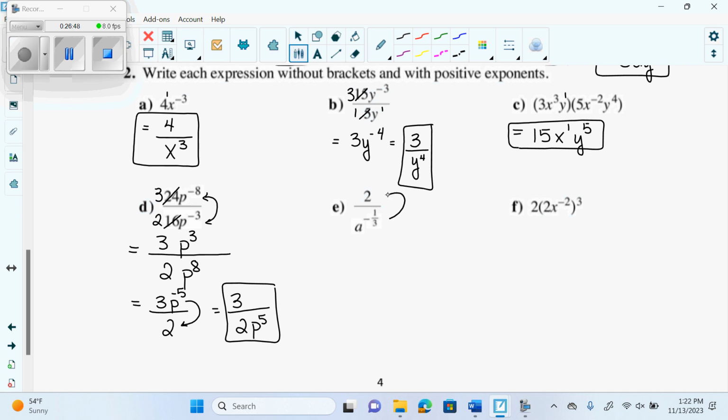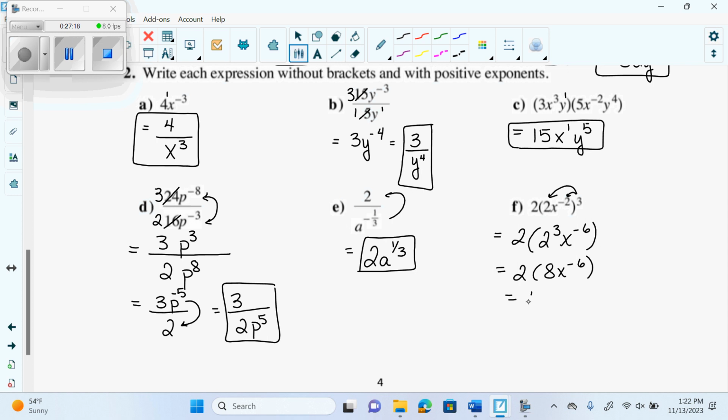Same thing, this just moves up here. So we get 2a to the positive a third. Some people think the 2 needs to move. It doesn't. It's 2 to the 1, it just stays. And this one we have to apply the 3 in first, because we have to do exponents first. So we get 2, and then 2 to the 3, x to the negative 6. So we get 2 times 8, x to the negative 6, which gets me 16, x to the negative 6. And then I just need to bring the x to the negative 6 down. So I get 16 over x to the 6.